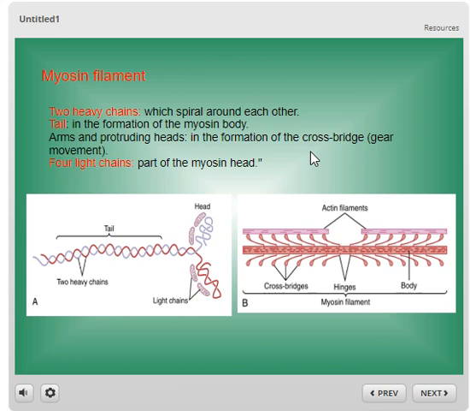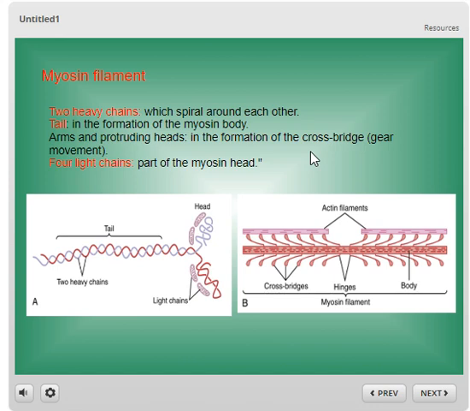Okay, myosin has two heavy chains that spiral around each other, forming a coiled structure. These chains contribute to the formation of the myosin body, providing structure, integrity, and strength. The tail of the myosin is crucial for forming the myosin body, allowing multiple myosin molecules to aggregate and form thick filaments.